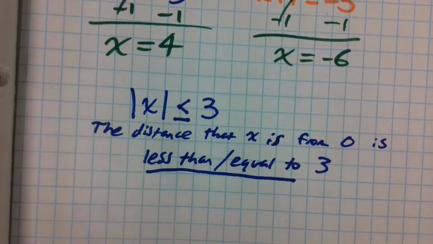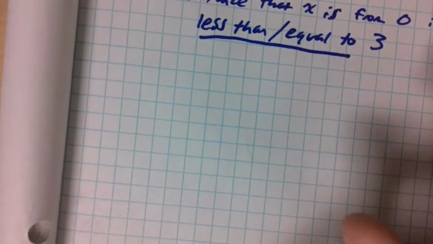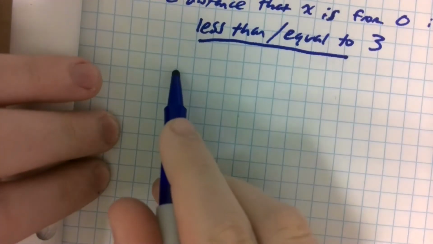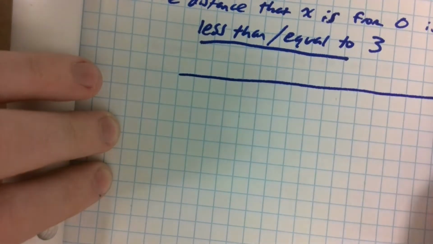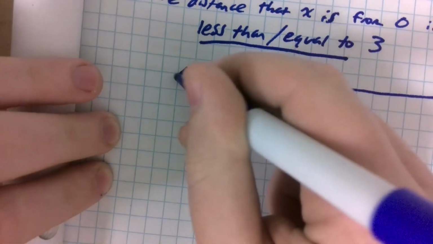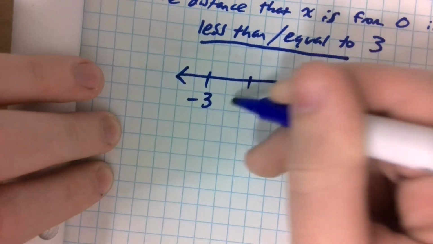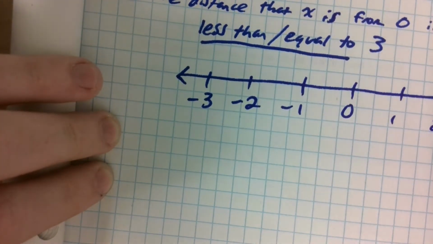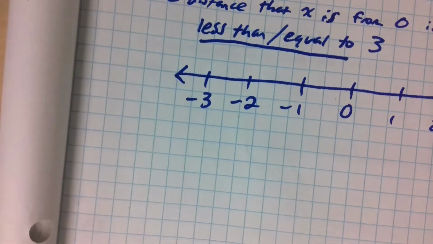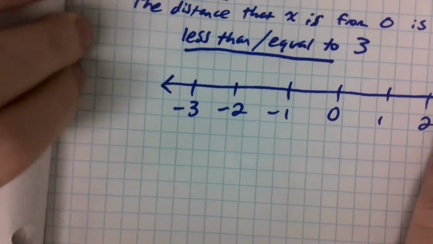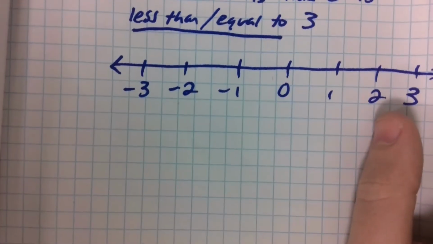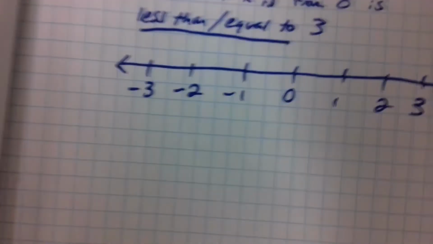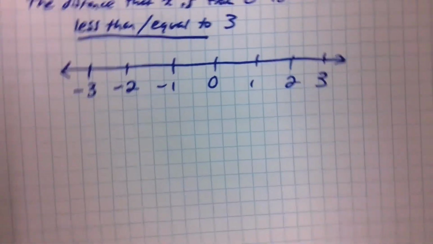Well, again, this is very hard to conceptualize, so let's put it on a number line to make it a little bit easier for us. If I draw out my number line this time, again, going from -3 to +3, just to make sure there's enough room. There we go. We're looking for numbers that are less than or equal to 3 away from 0.